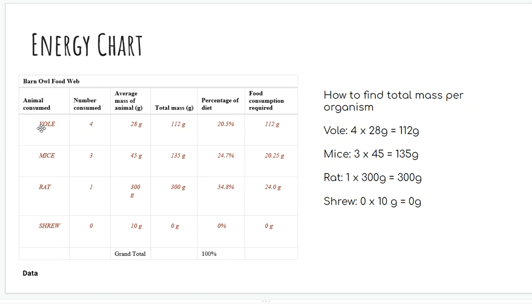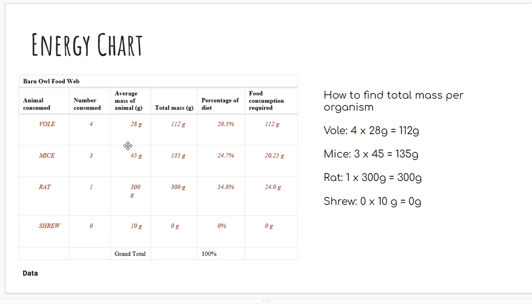So when we look at the energy chart, what we're going to see is first listed is the animals consumed. So in this case, we have the vole, mice, rat, and shrew. In the next column, we're going to see the number consumed. So in this example, in our pellet, we found skeletal remains of 4 voles, 3 mice, 1 rat, and 0 shrews.